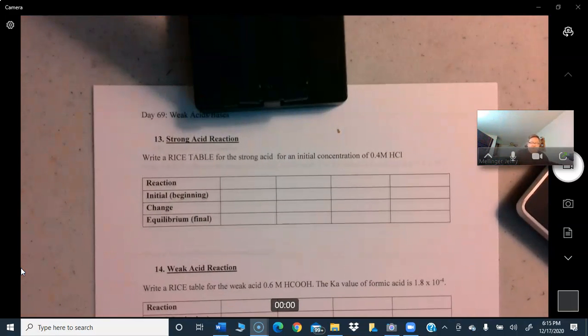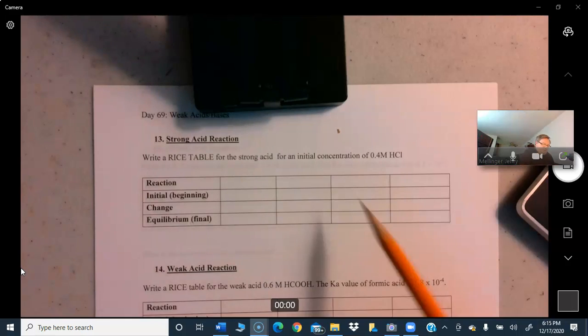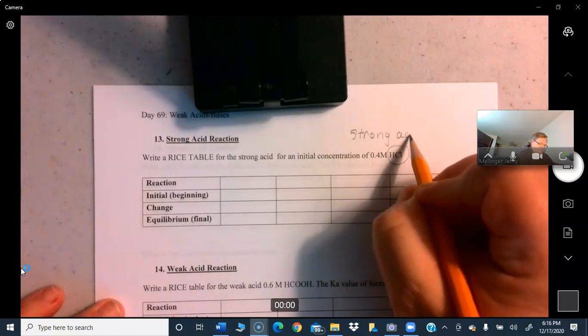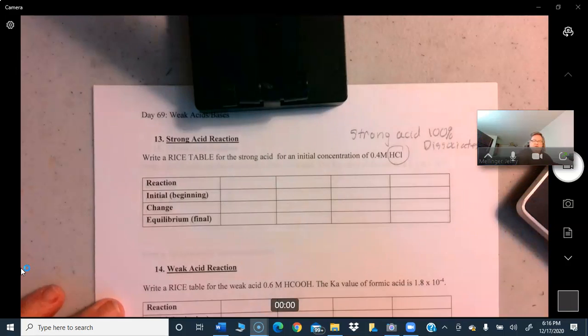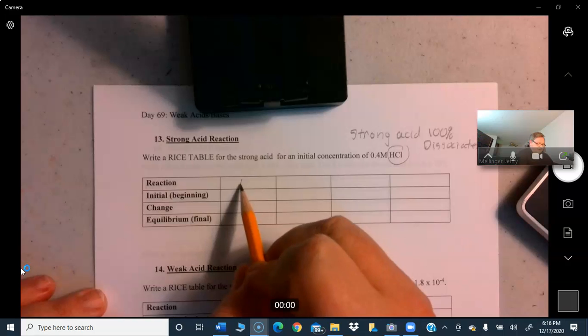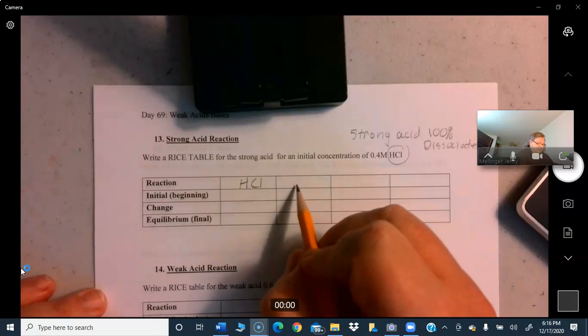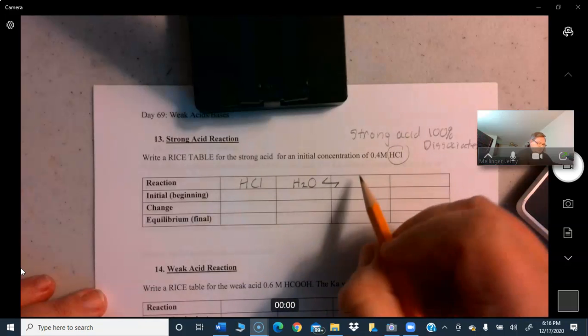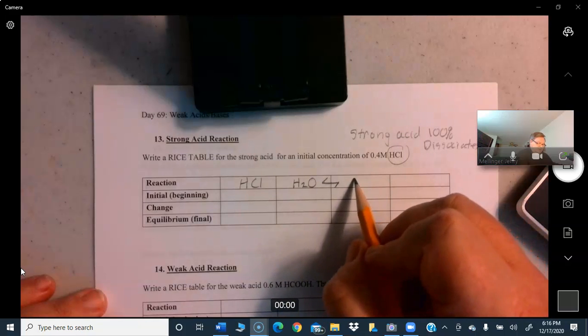All right, strong acid reaction. So the only purpose of this is to illustrate why you do not need to have a rice table for a strong acid, because it totally dissociates, okay? Strong acids 100% dissociate. So if we write the reaction for HCl, you put it in water, and what you end up with is hydronium.